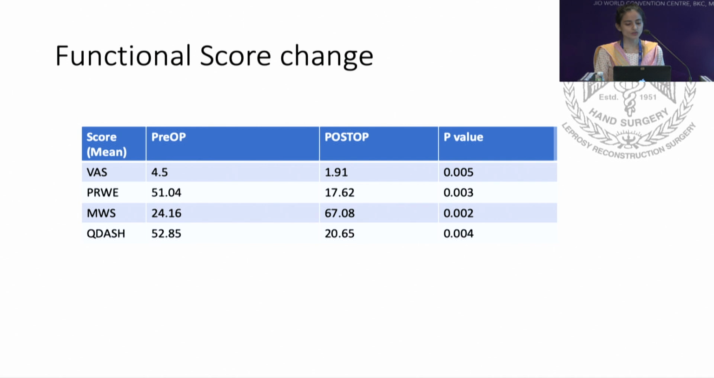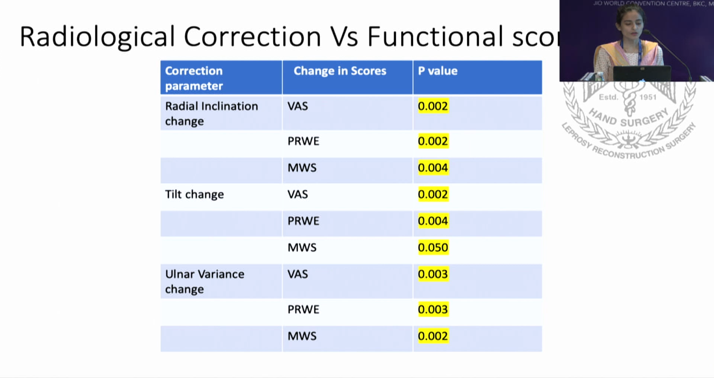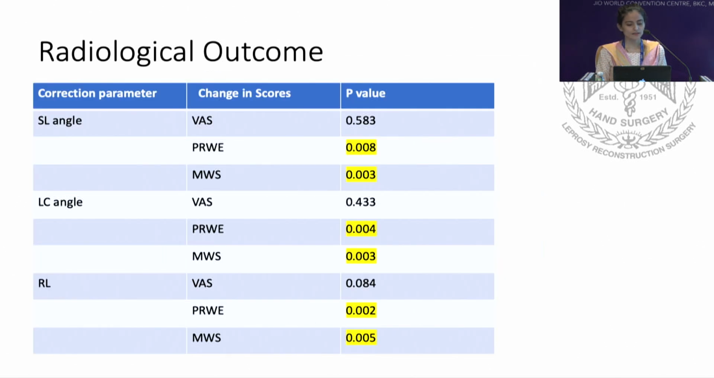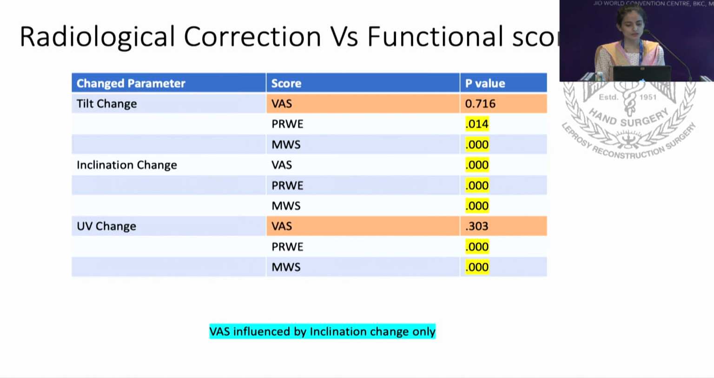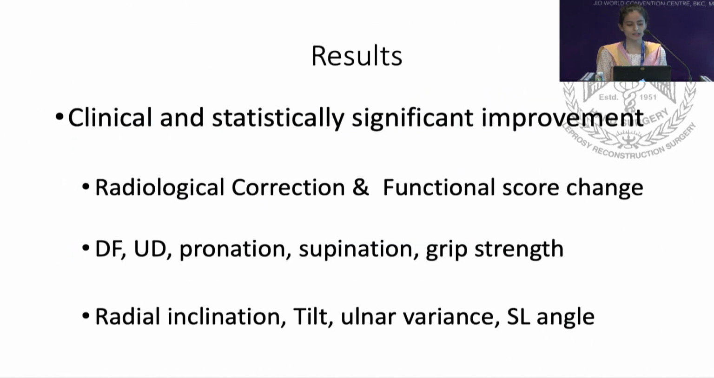The functional score change was also significantly noted in all these patients. According to the radiological corrections versus the functional score change, that is the radial inclination to the VAS, the patient-rated wrist evaluation, and Mayo wrist score, we found a significant correlation for all, and also for the scapholunate angle as compared to the lunocapitate and the radiolunate angle. The radial inclination was influencing the VAS, which was not noted with the ulnar variance and tilt change.